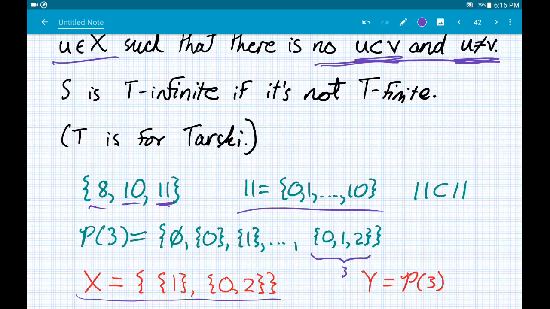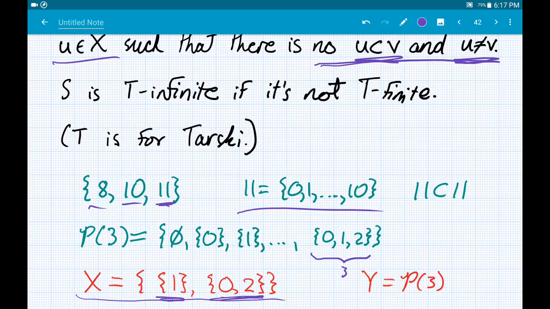We want to ask, does this have a submax element? In fact, I claim that both of its elements are submax elements. The set {1} is a submax element because you cannot find anything other than itself which contains it. Similarly, this is also submax.